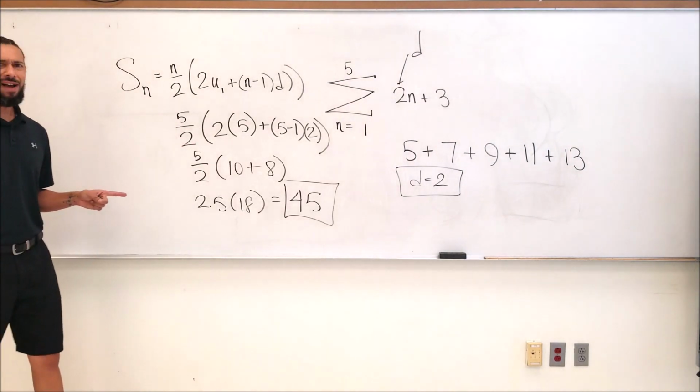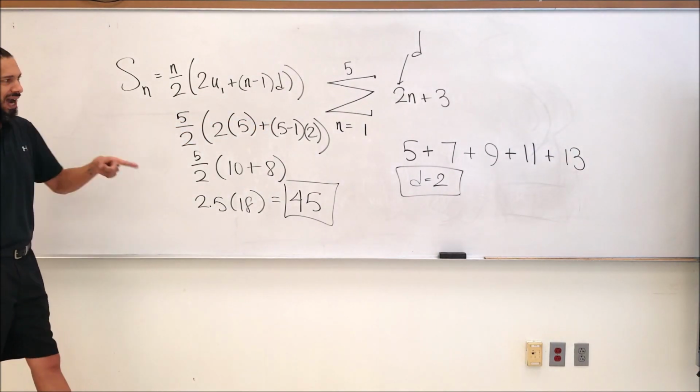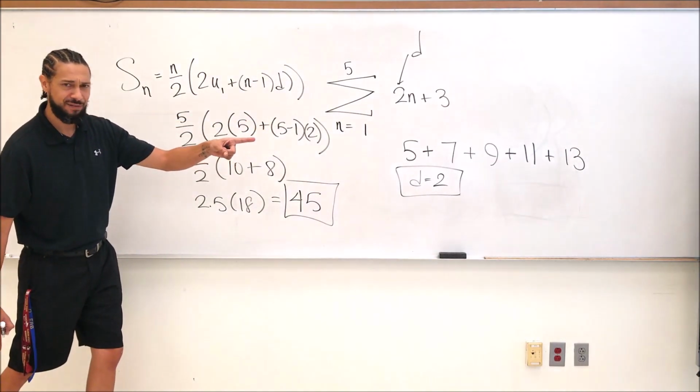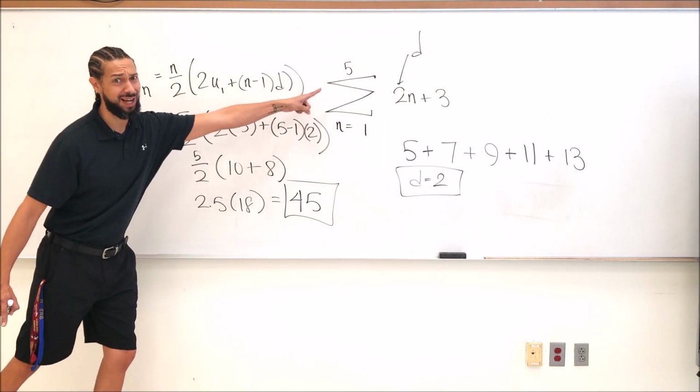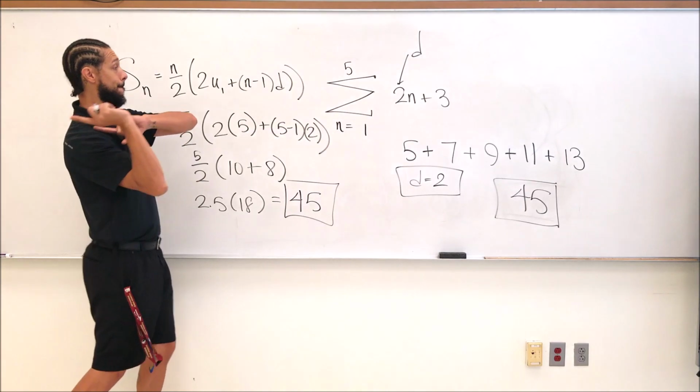Now, would I have gotten 45 if I added up all of those numbers over there? Let's see. 5 and 7 and 9, 11 and 13. If I add those all up, because that's the summation, I get 45. Quick summary.